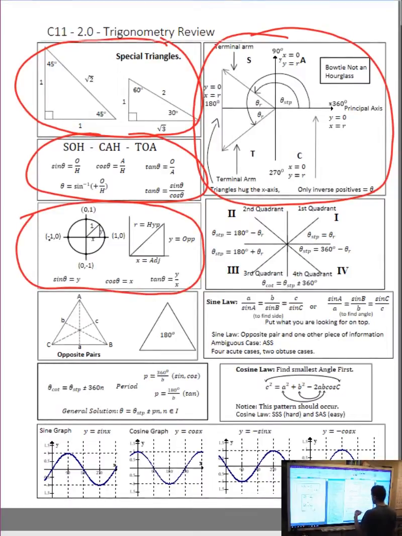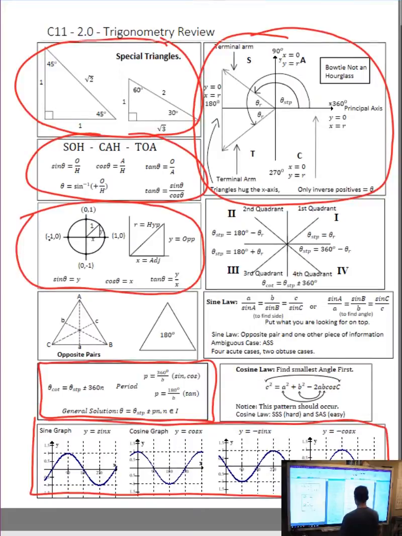All the different quadrants. We're actually not going to be doing the sine law and the cosine law again this year unless you need to or you take physics or something. Still a lot of talk about the period, and we're going to be graphing these things more intensely this year, moving them around, seeing more applications to real life.